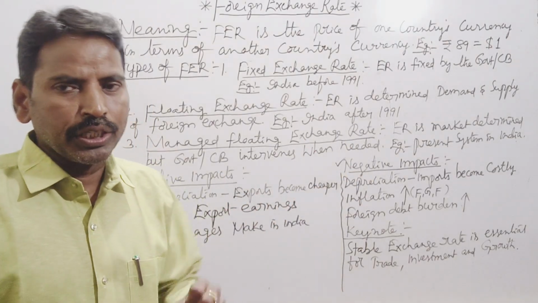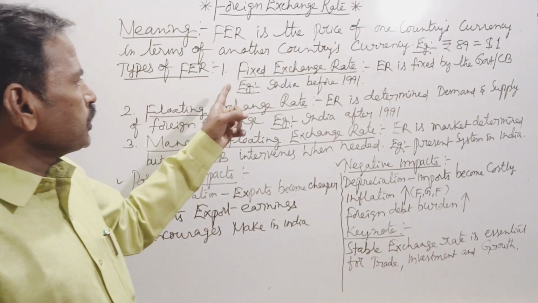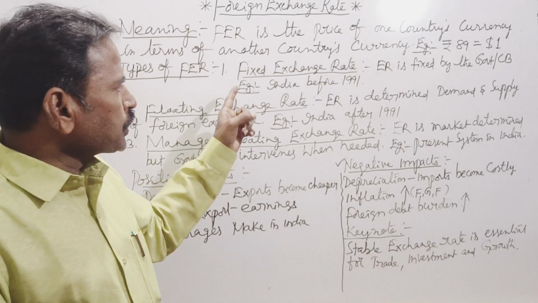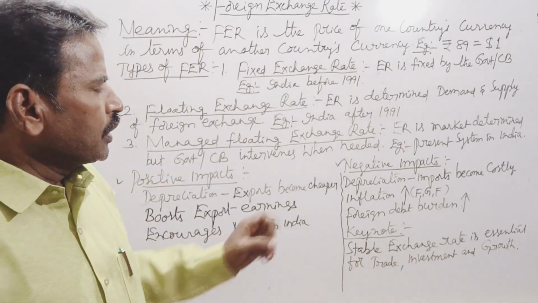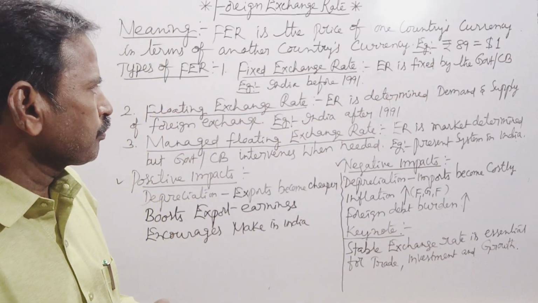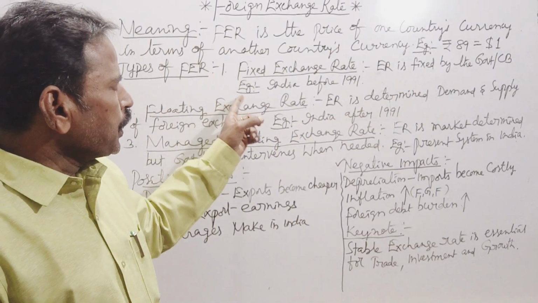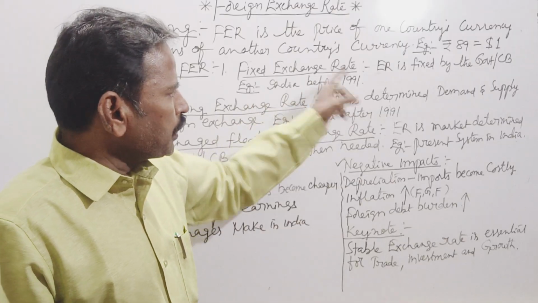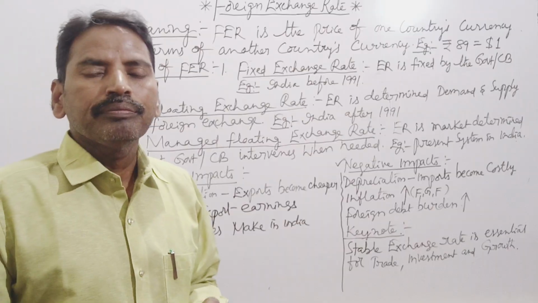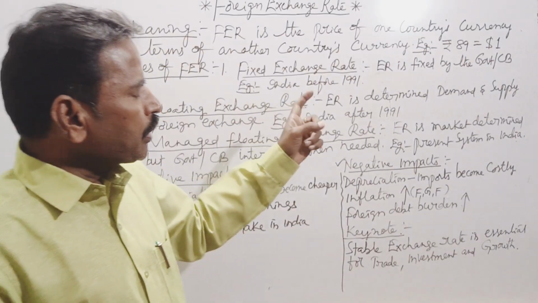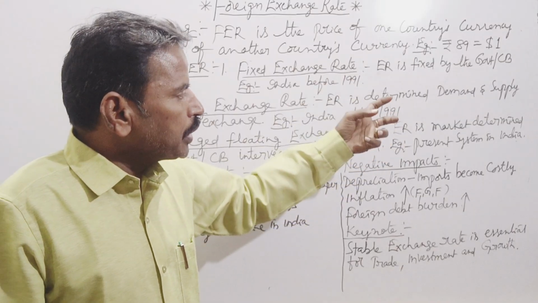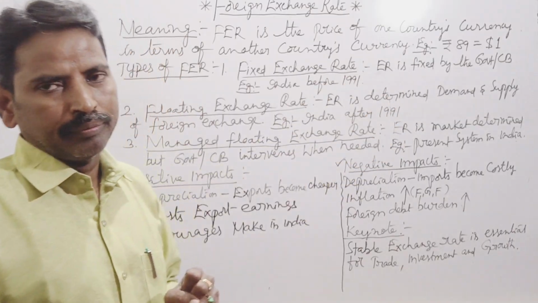Types of foreign exchange rate. One is fixed exchange rate. In the fixed exchange rate system, exchange rate is fixed by the government or central bank. In India, before 1991, fixed exchange rate system was in vogue. So here, exchange rate is fixed by the government or central bank.